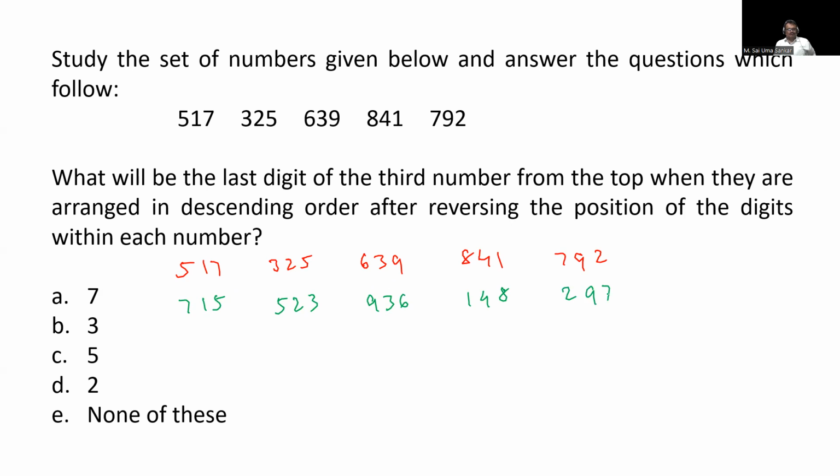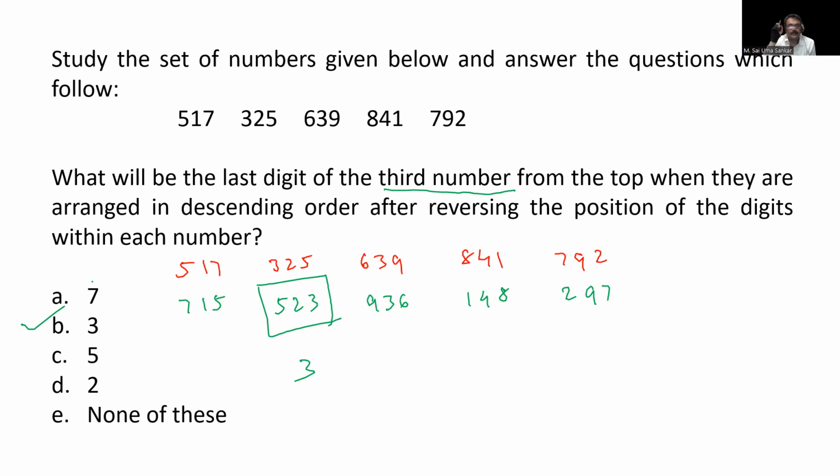What will be the last digit of the third number from the top when they are arranged in descending order after reversing the position? We need to find out the third number. What is the third number? This is the first, this is the second, and this is the third. And what next? Here we require the last digit of this number. What is the last digit? That is equal to 3. Option B is the correct answer.